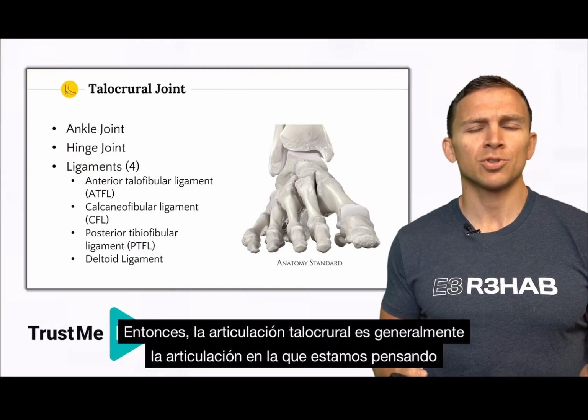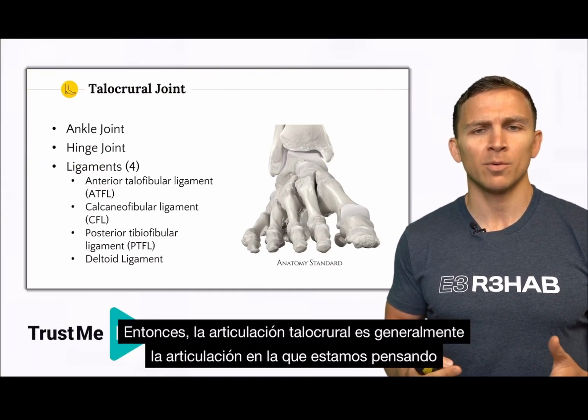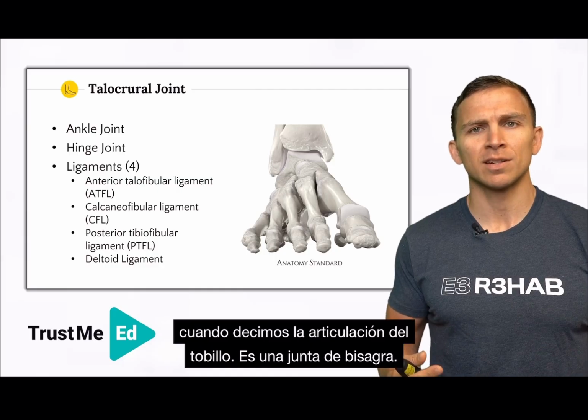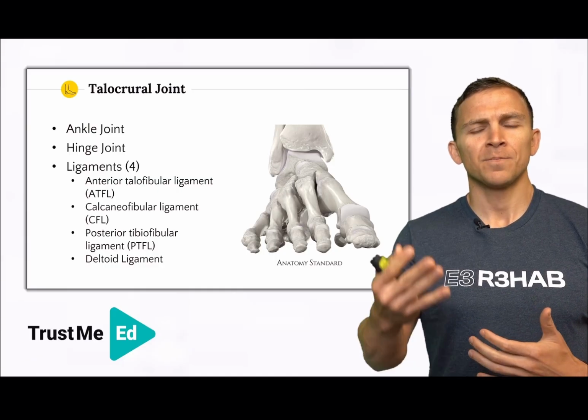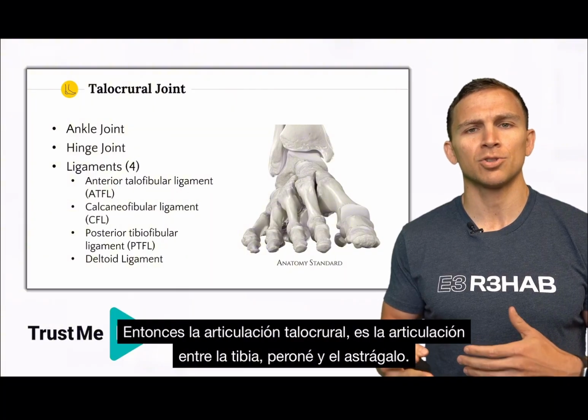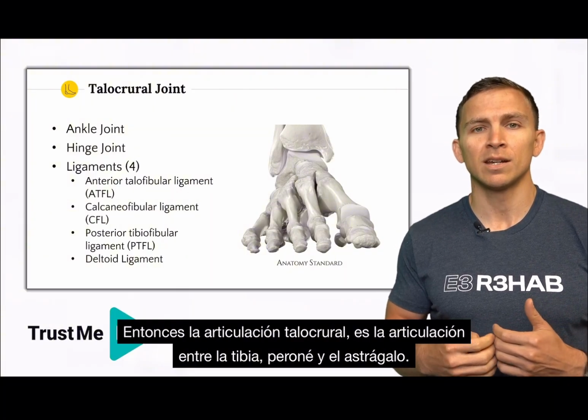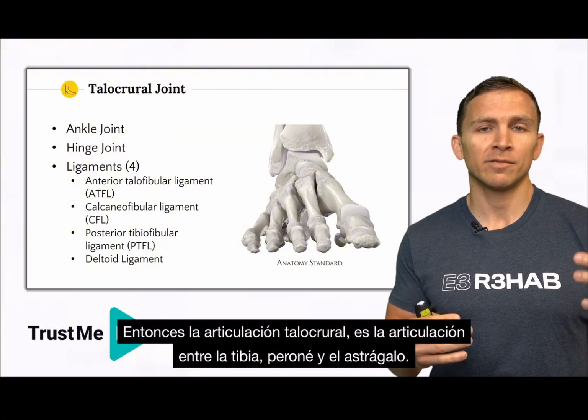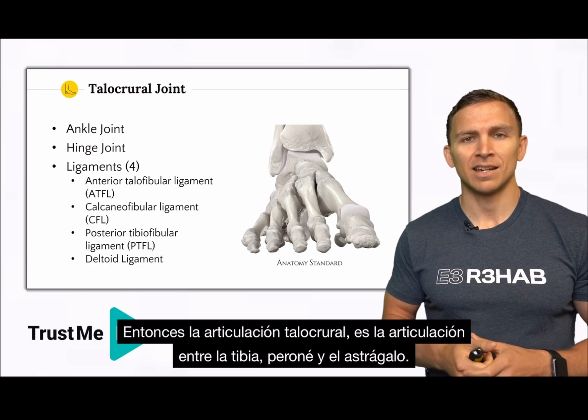So the talocrural joint is generally the joint that we're thinking about when we say the ankle joint. It's a hinge joint, and then these are the main ligaments that we're going to be thinking about. So talocrural joint, articulation between that tibia, fibula, and the talus.